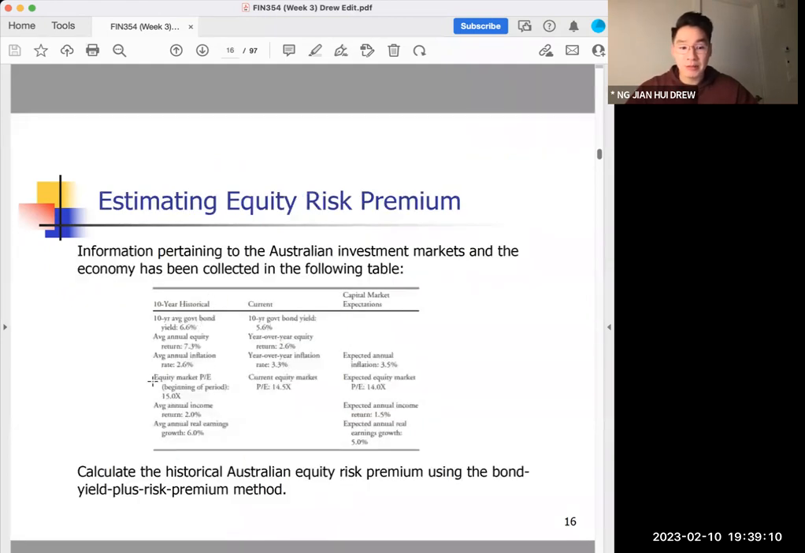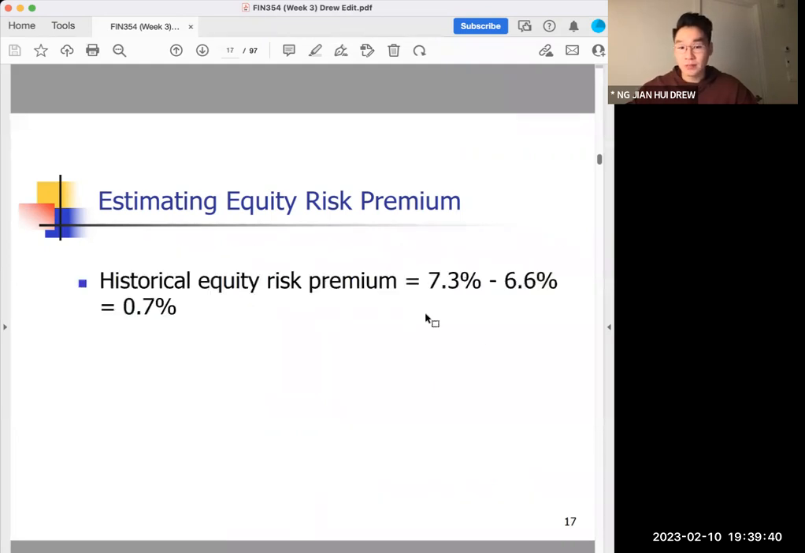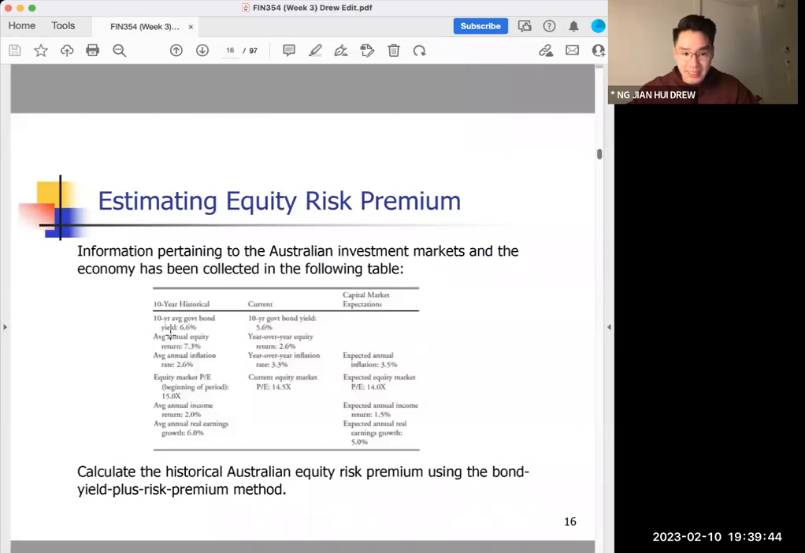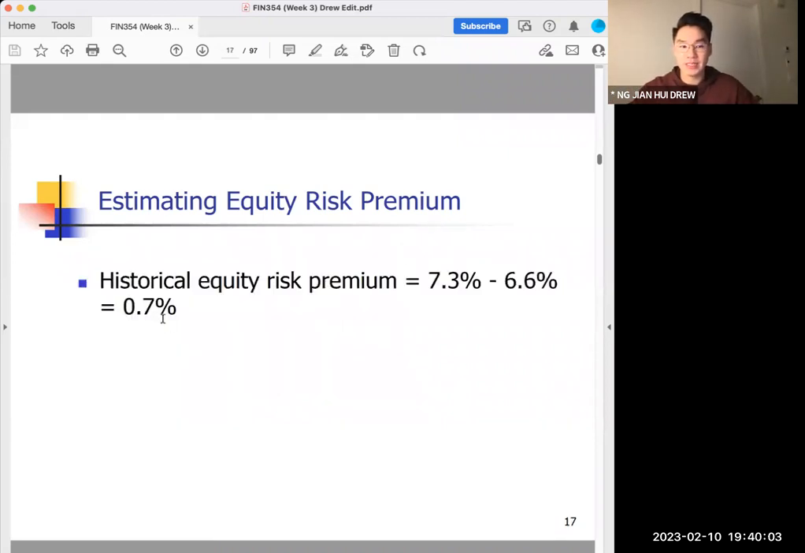Now there's another question where they want you to calculate, with basically the same sets of data, but using the bond yield plus risk premium method. When we do the bond yield plus risk premium method, we should focus more on the historical portion here. The answers are right at the back. First of all, we know the bond yield is 6.6. The equity is here and the bond is here. We take the equity, which is more, minus the lower amount, the 10 year bond yield, and that difference gives us the risk premium on the equity. So 7.3 minus 6.6, this is what we get.